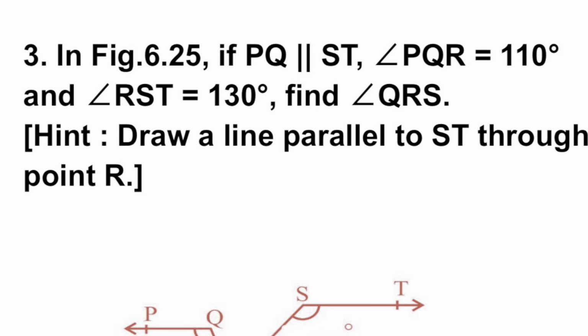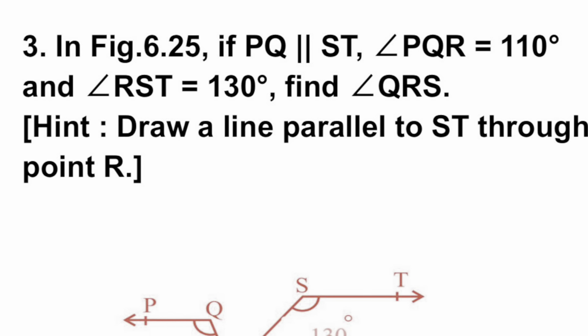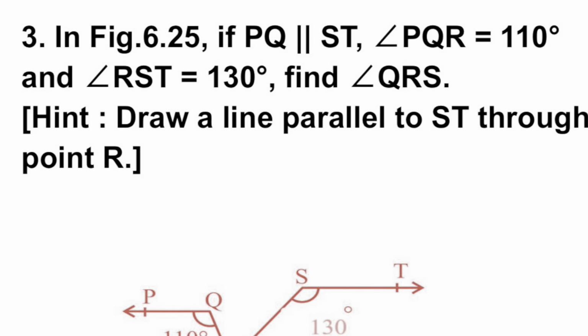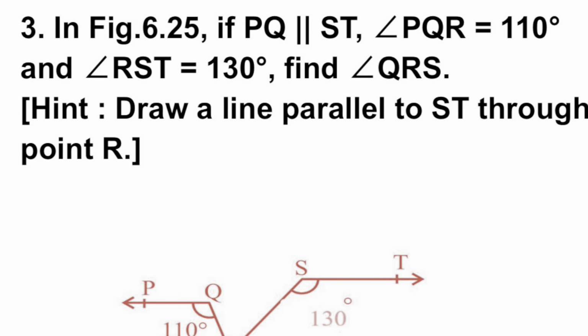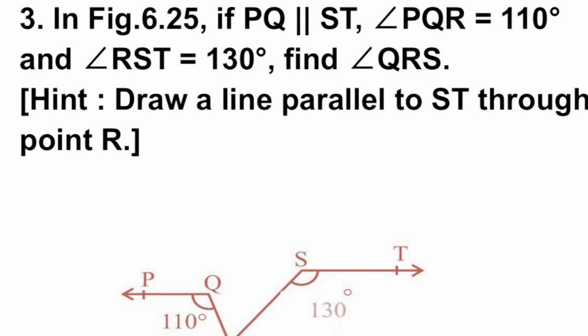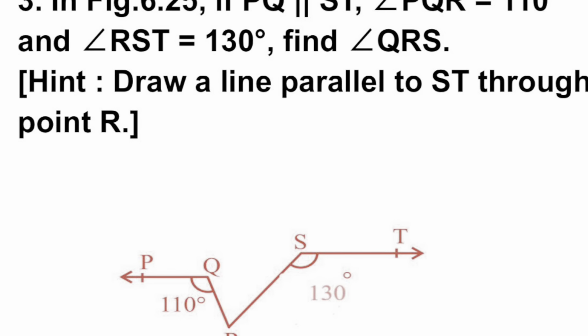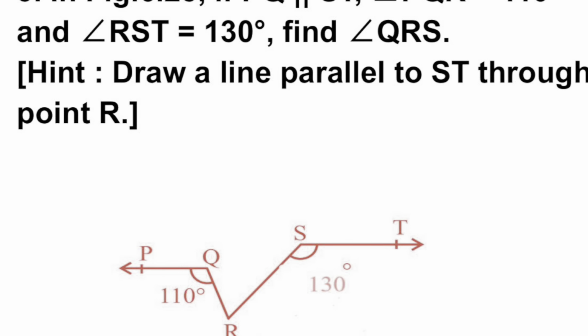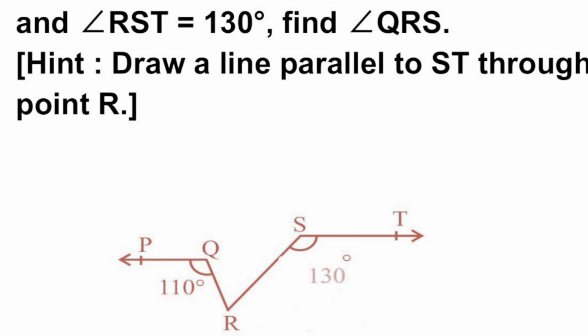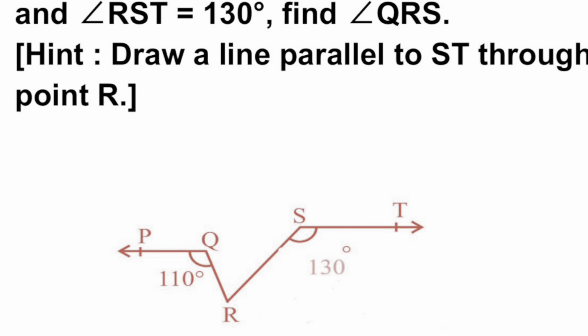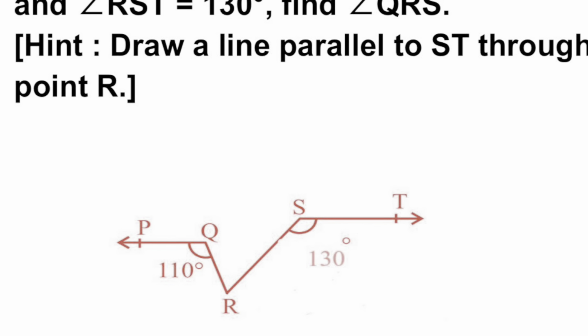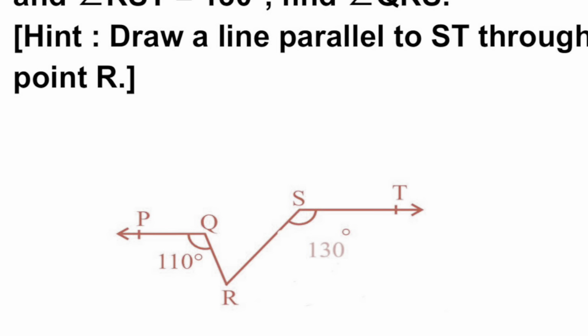Now let's solve the third question. Let's read the question first. In figure 6.25, if PQ is parallel to ST, angle PQR is 110 degrees and angle RST equals 130 degrees, find angle QRS. The hint is given: draw a line parallel to ST through point R.